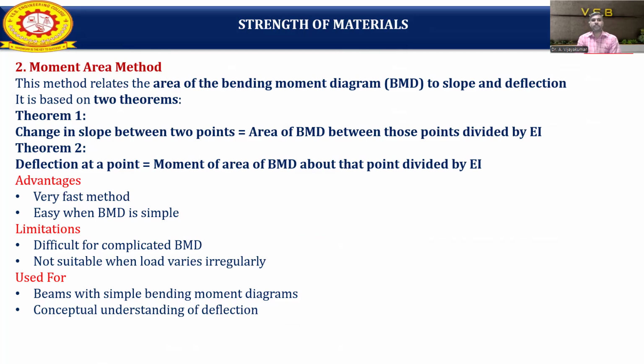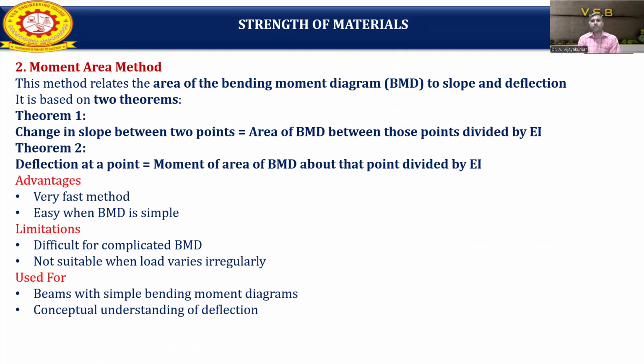What is the limitation of this method? It is difficult with a complicated bending moment diagram. Suppose there are many loading conditions, continuous loading or point loading, or uniformly varying loads, then the bending moment is also quite difficult. It is very difficult to find the moment area and then the slope and deflection, so it is not suitable when the load varies irregularly. For example, on the same beam there is a UDL in one part and point loading in the other. This type of typical loading condition is very difficult.